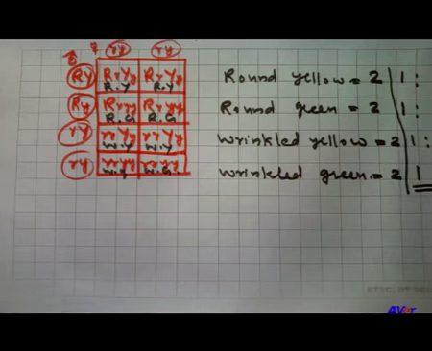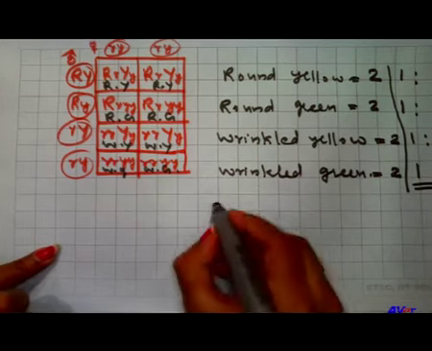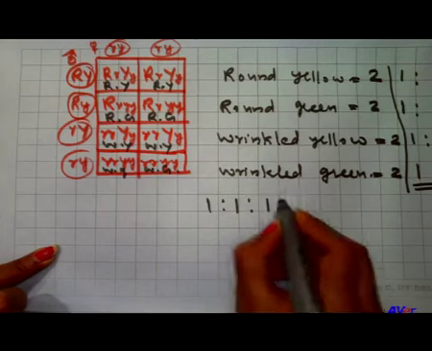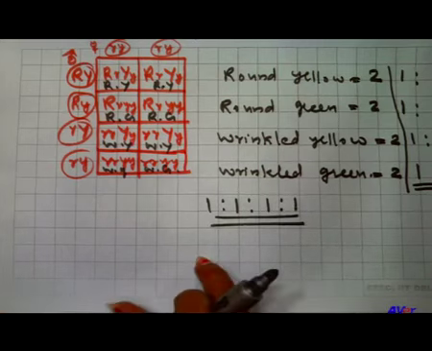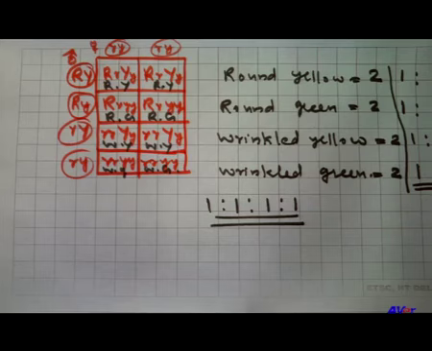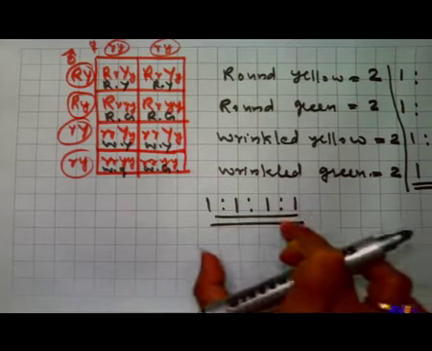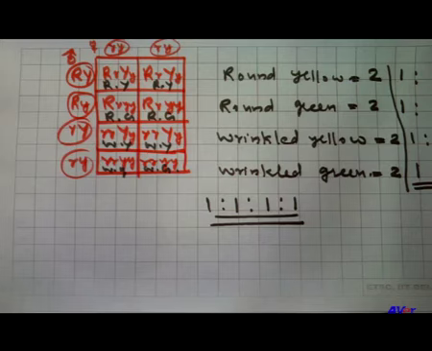See here, 1:1:1:1 ratio. This is the dihybrid test cross ratio, that is 1:1:1:1.